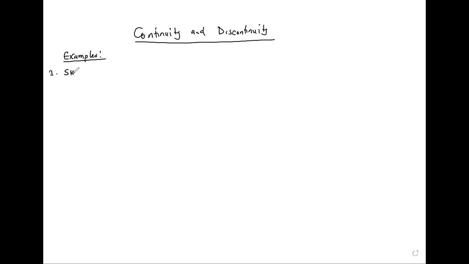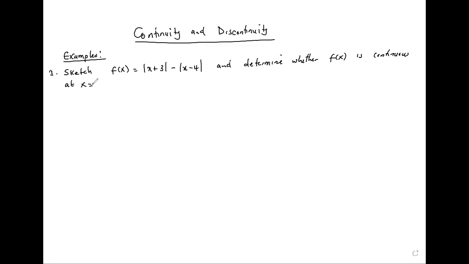One, sketch f of x is equal to the modulus of x plus 3 minus the modulus of x minus 4, and determine whether f of x is continuous at x is equal to -3. Just 1 point is enough.